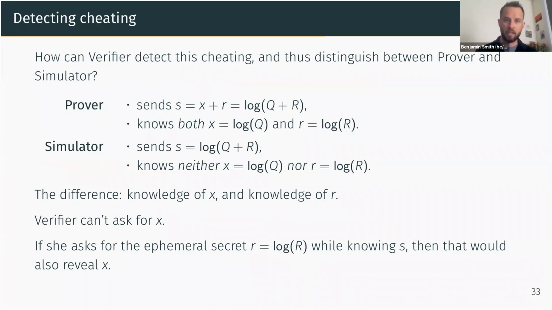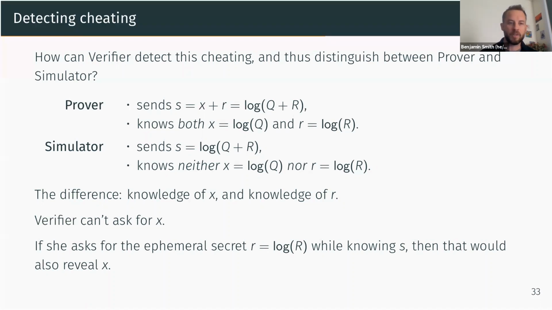A prover is sending the sum of X and R, and they know both X and R because they made them both. A simulator is sending the log of Q plus R, but they don't know the log of Q and they don't know the log of R either. So the difference here is knowing X and knowing R. The prover knows both, the simulator knows neither.